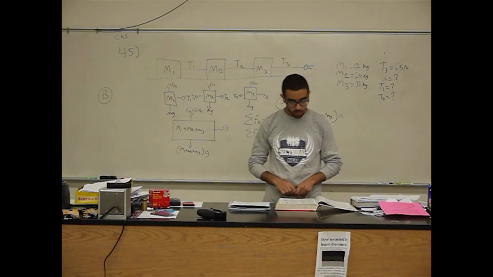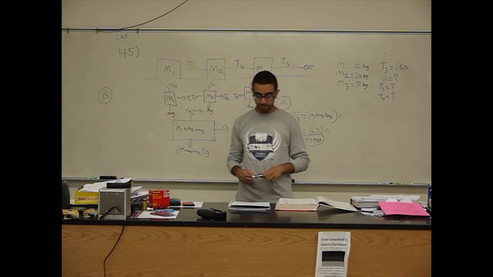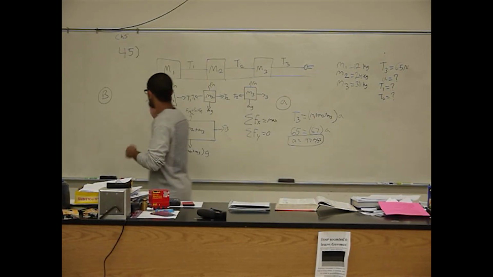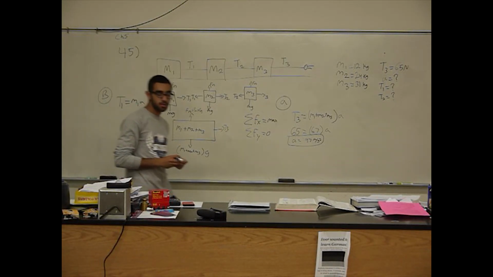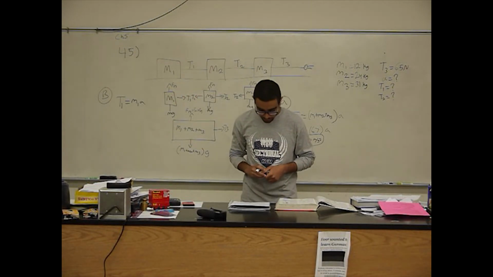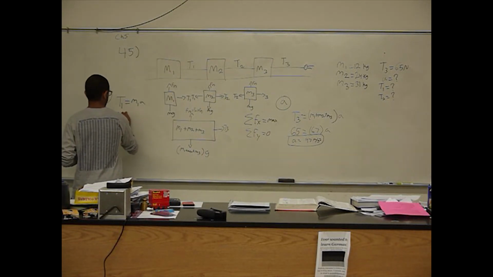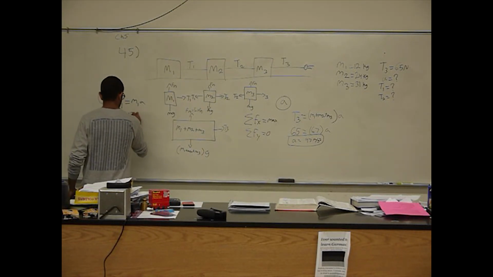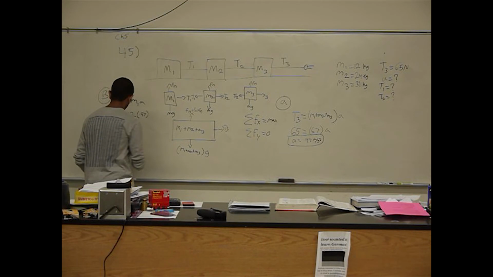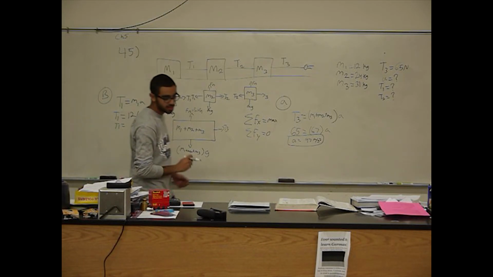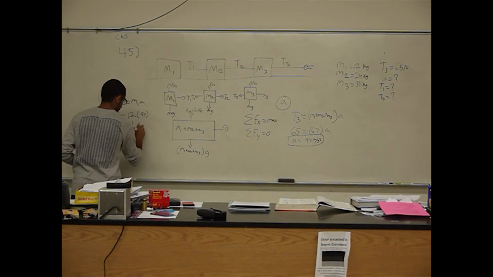Now for part B, we have to solve for tension 1. So the tension equation is T equals ma. So we can solve for it. T1 equals M1 times A. And just substitute in the values. T1 equals 11.64 newtons.